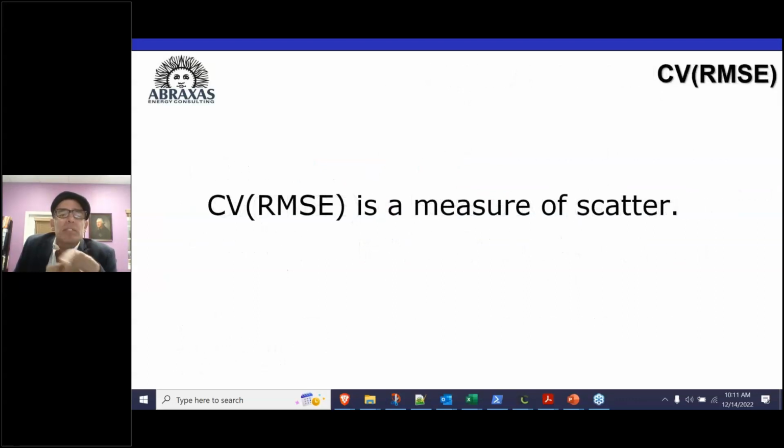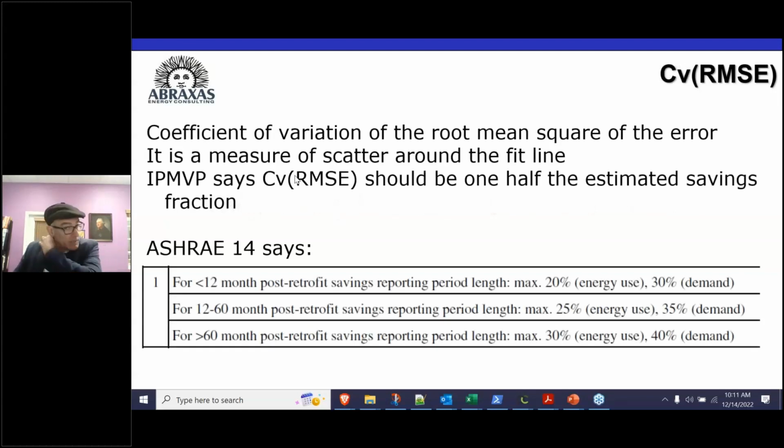Okay, the CVRMSE, as I mentioned, is a measure of scatter. So this is what ASHRAE 14 really says. It doesn't say it should be less than 25. It says if you're using a post-retrofit savings period of 1 to 5 years, it should be less than 25. If you're using more than 5 years, then it could be 30. And actually that's what most performance contractors are doing. They also have material about the fractional savings uncertainty, but we're not going into that.